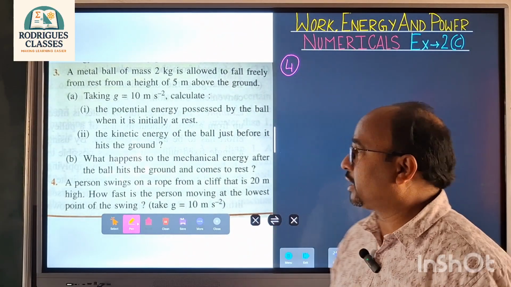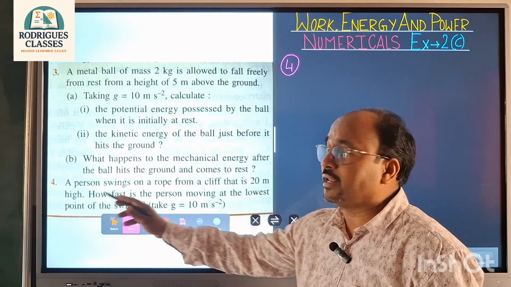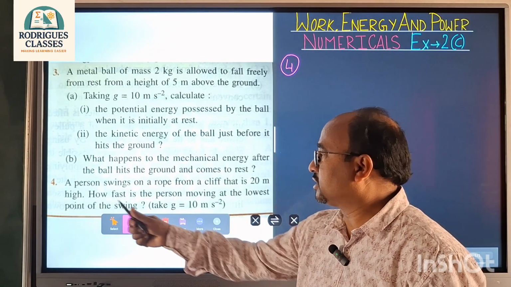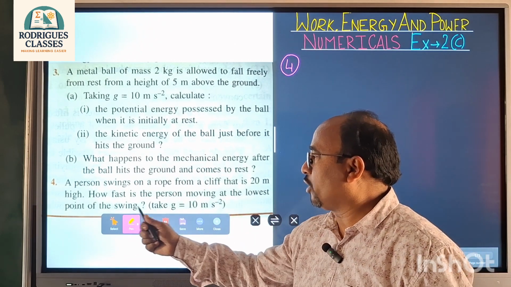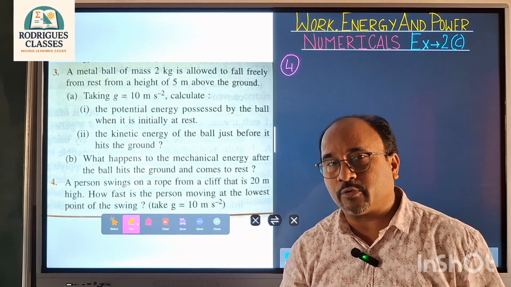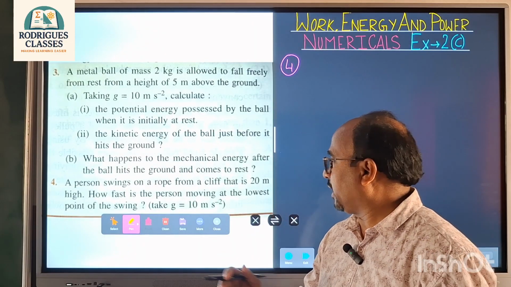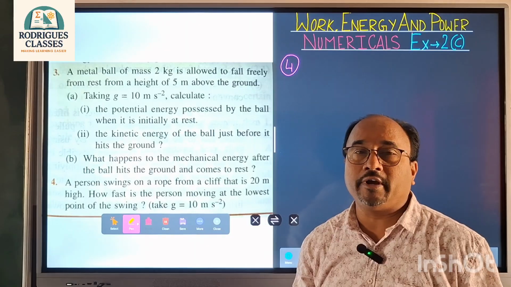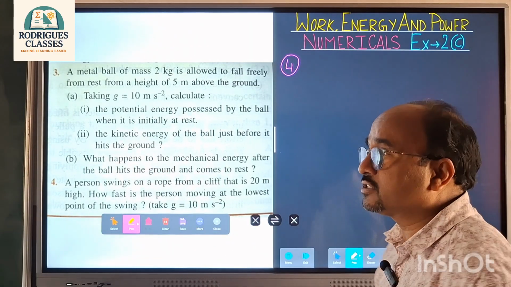We come to the fourth numerical now. It says a person swings on a rope from a cliff that is 20 meter high. So he's using a rope, swinging, coming down from a cliff which is 20 meter high. How fast is the person moving at the lowest point of the swing? Lowest point means he's covered 20 meter. So when he has covered 20 meter, what is the speed with which he is coming? That we have to find. Whatever potential energy with which he started at the topmost point will become his kinetic energy at the lowest point. So we'll be applying this concept only.